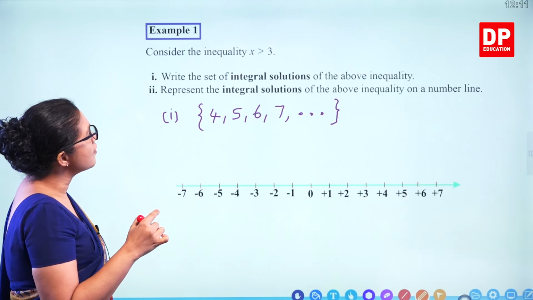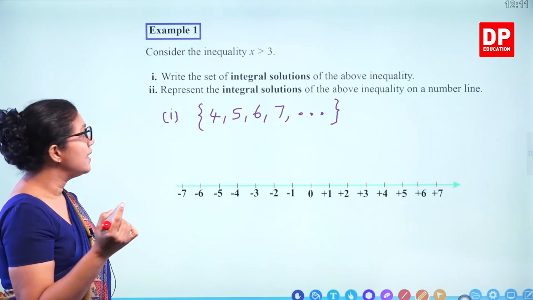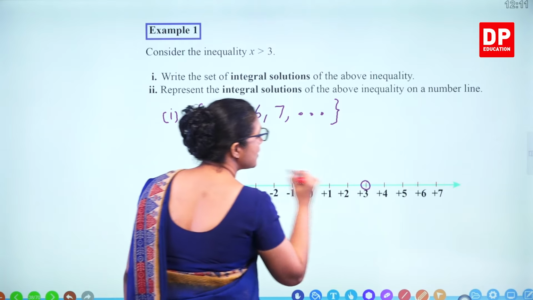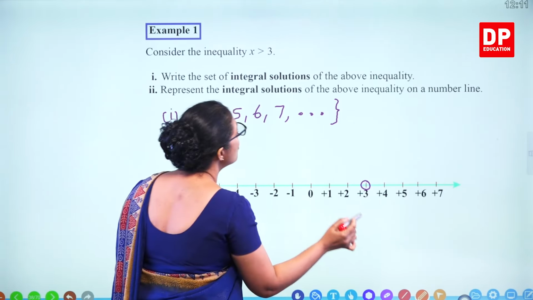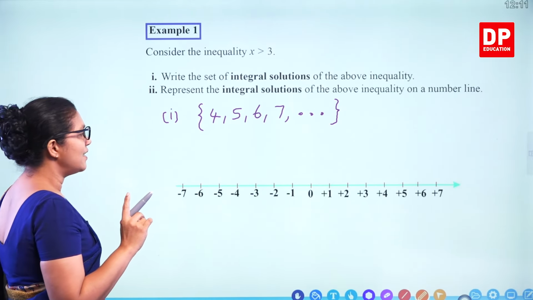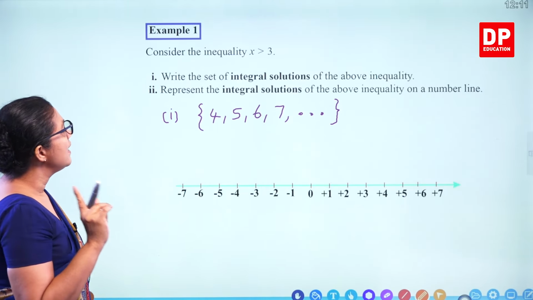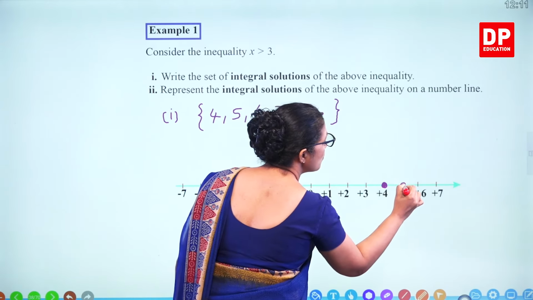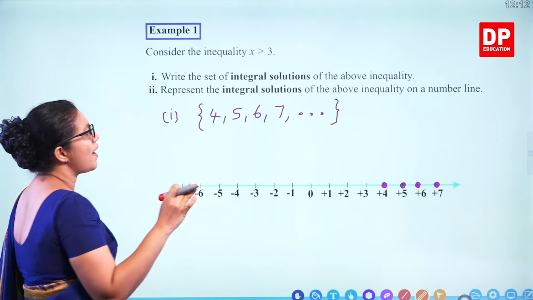Then represent the integral solutions of the above inequality on a number line. So x greater than 3. 3 you can represent with an open circle, and then greater. Greater means towards the other side. But here this is not a line. Integral solutions means only integers. So here 1, 2, 3, 4 like that. So towards this side 4, 5, 6, 7.